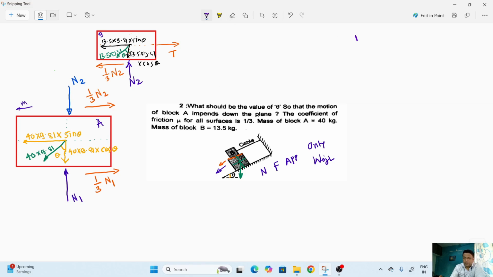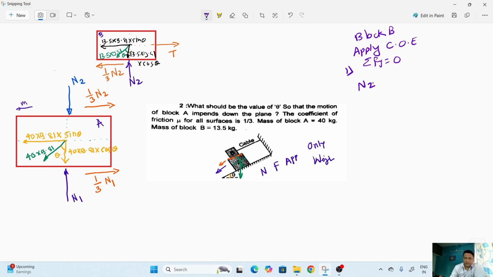Here we'll consider block B and apply the conditions of equilibrium. So first we'll write the equation. This is block B. The value of T is unknown. We can start with summation Fy here. So we'll write summation Fy is equal to 0. In this block, if you observe the vertical components, the first one is N2.